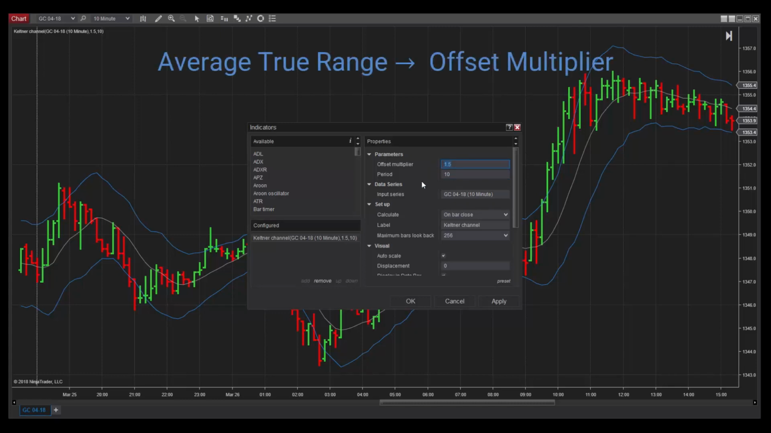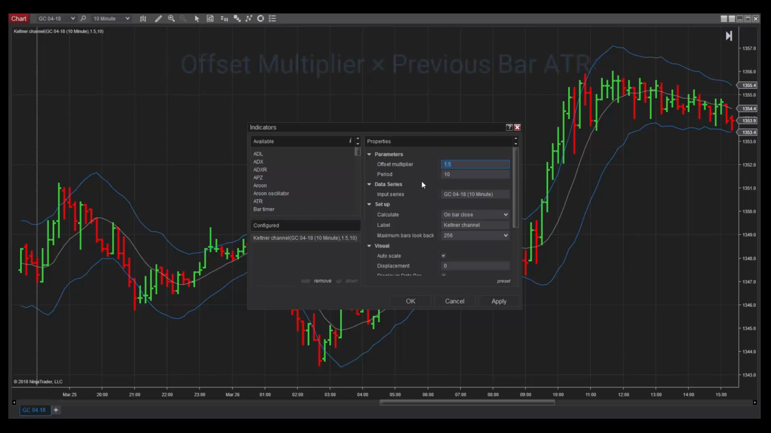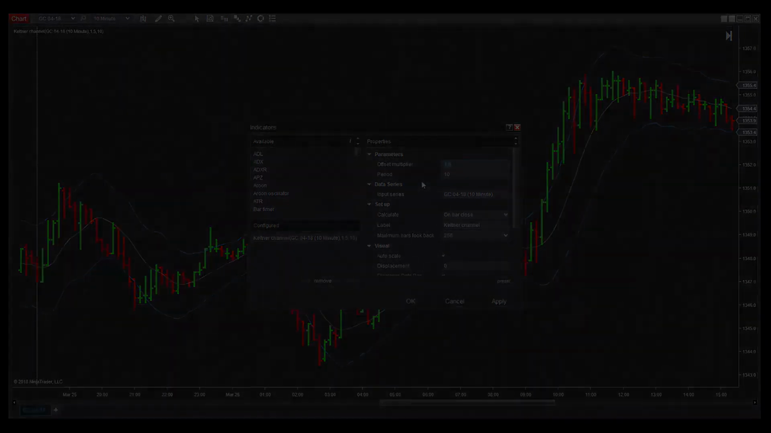The offset multiplier for Keltner Channels defaults to 1.5 in NinjaTrader. An offset multiplier of 1.5 produces upper and lower bands plotted at 1.5 times the instrument's previous bar average true range. Offset and SMA period values are both configurable from the Indicator Properties menu.